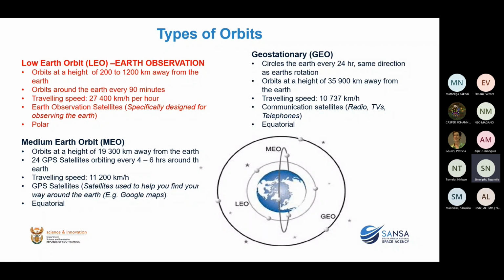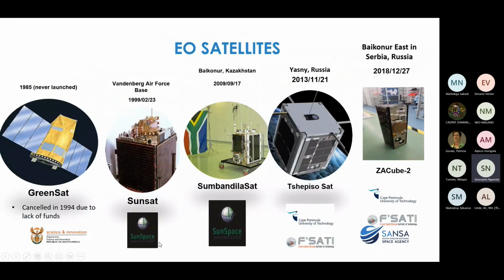So those ones you will find at 200 to 1,200 kilometers away from the Earth, and it takes them about 1 hour 30 minutes, or 90 minutes, to go around the Earth or orbit around the Earth. So like I said, we mainly use the low Earth orbit satellites for Earth observation purposes. So Earth observation is basically about gathering information about planet Earth's physical, chemical, and biological systems using remote sensing, which involves satellites.